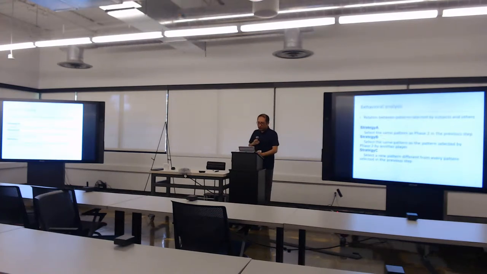We analyze the relation between the pattern selected by a subject and by others. According to this relationship, the selected pattern of phase 2 in the previous and next steps is divided into the following three strategies. Strategy A is to select the same pattern as phase 2 in the previous step. Strategy B is to select the same pattern as selected in phase 2 by another player. And strategy C is to select a new pattern different from every pattern selected in the previous step.